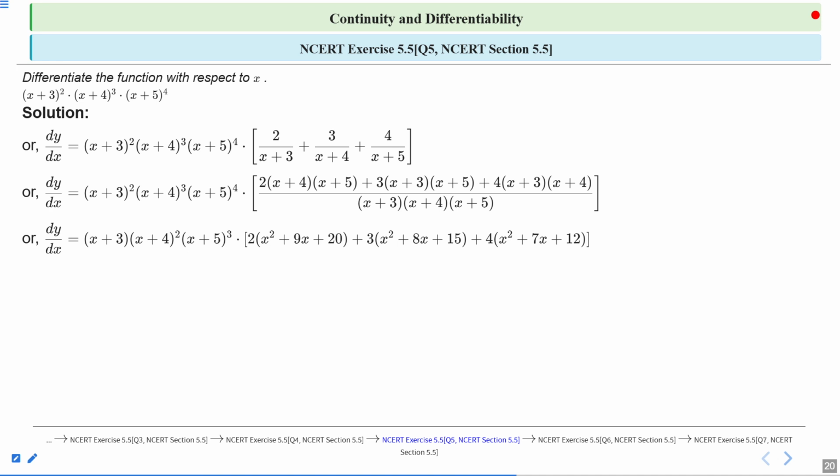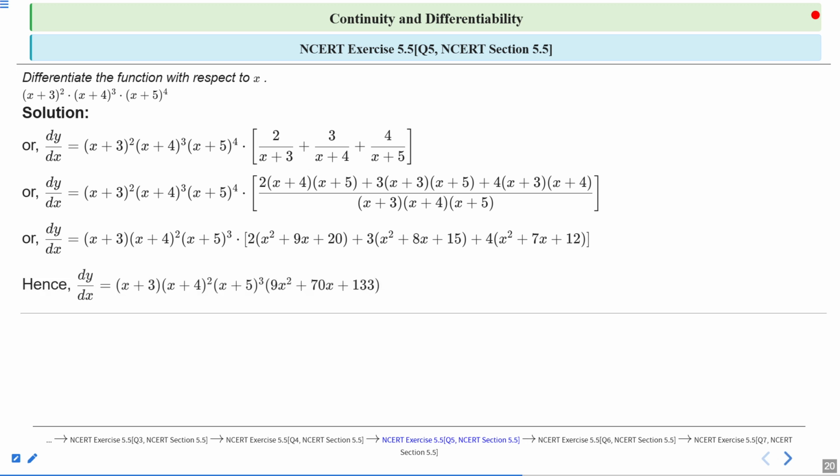Now see, (x plus 3) into (x plus 4) into (x plus 5) will be cancelled out in the numerator and the denominator. So dy by dx can be written as (x plus 3) into (x plus 4) square into (x plus 5) cube into [2 into (x square plus 9x plus 20) plus 3 into (x square plus 8x plus 15) plus 4 times (x square plus 7x plus 12)], right? Hence dy by dx will be equal to (x plus 3) into (x plus 4) square into (x plus 5) cube into (9x square plus 70x plus 133) after solving this, right? Okay, hope you all understood this. Let us move to the next question.